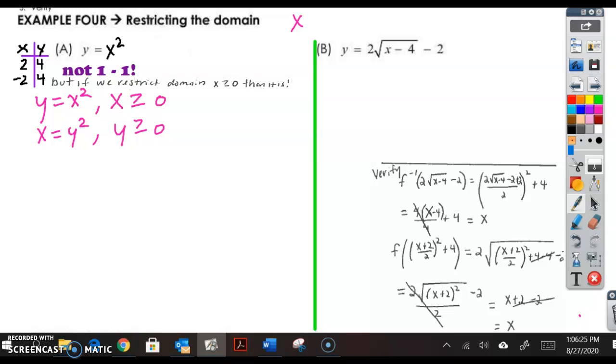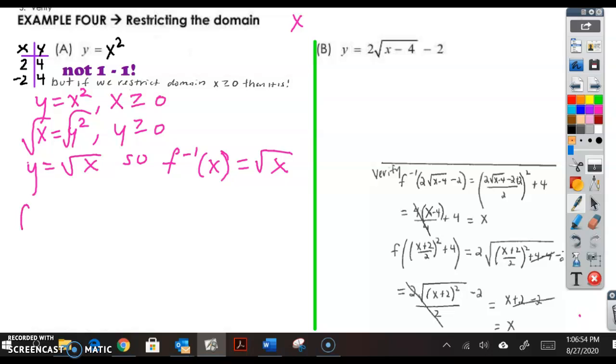So now I'm going to solve for y. Go ahead and take the square root of both sides, and I get the square root of y squared, which is actually the absolute value of y. We're just going to write y, and that equals the square root of x. So the inverse of x equals the square root of x. All right, now let's verify.